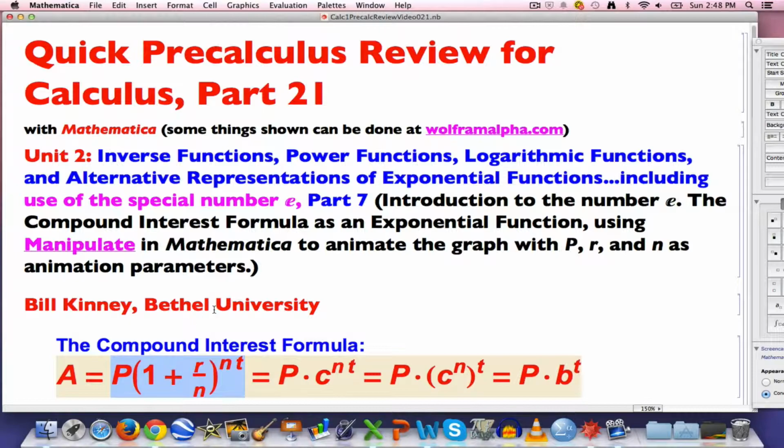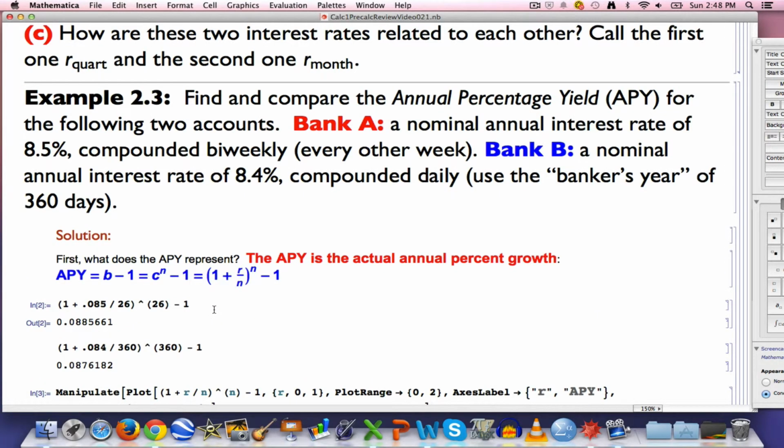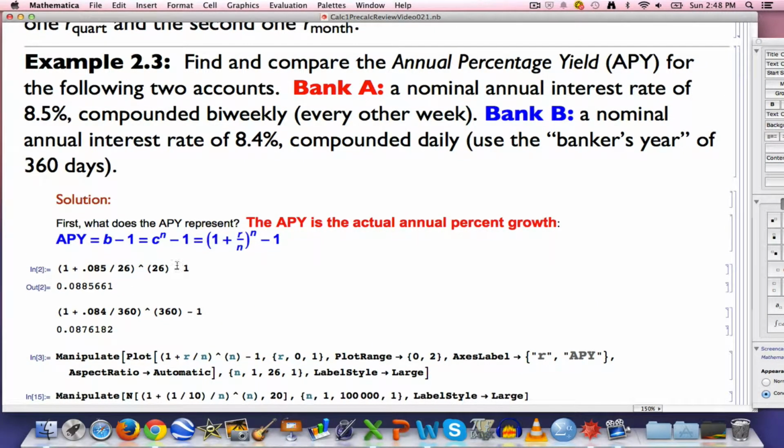But we'll start by going ahead and thinking about the number e by looking at example 2.3 from the last video, where we found and compared what's called the annual percentage yield, or APY, for two accounts. That's a number that basically gives you the actual annual percentage growth. That's what it's defined to be, and it gives you a method of comparison. Whichever bank has the better APY is going to be the better bank, as long as the fees are the same otherwise.